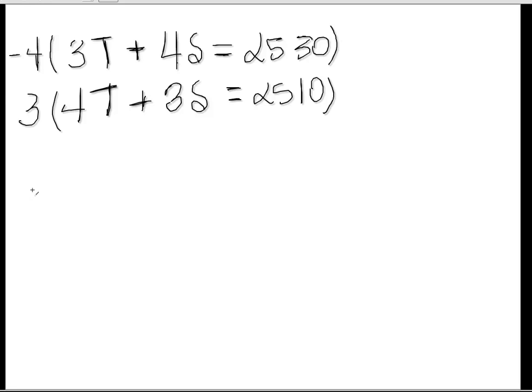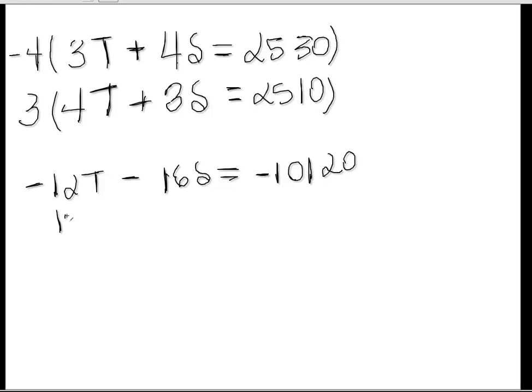I'm going to multiply out the first equation. I get negative 12t minus 16s is equal to negative 10,120. For the second equation, I will get 12t plus 9s, and that's going to be equal to 7,530.